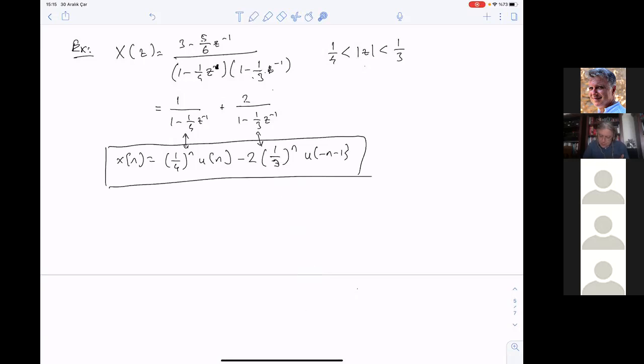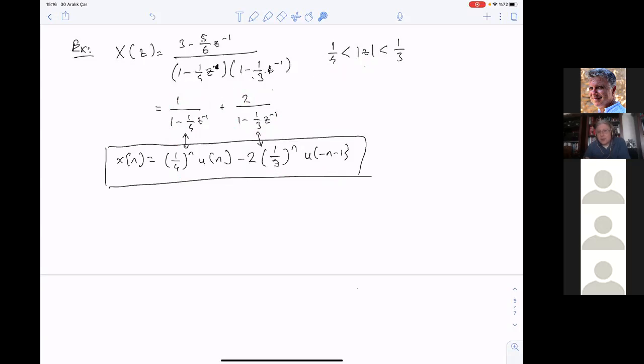If the region of convergence is given as z is greater than 1 over 3, not this one, but z is greater than 1 over 3, then both of them should be right-hand sided solutions. You must invert each of these components in that way. If z is less than 1 over 4 is the overall region of convergence, if it's given that way, then both this one and this one should provide left-hand sided solutions, which are all very available in the tables.